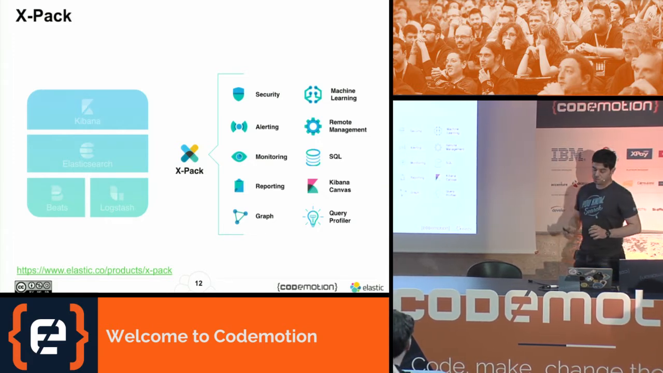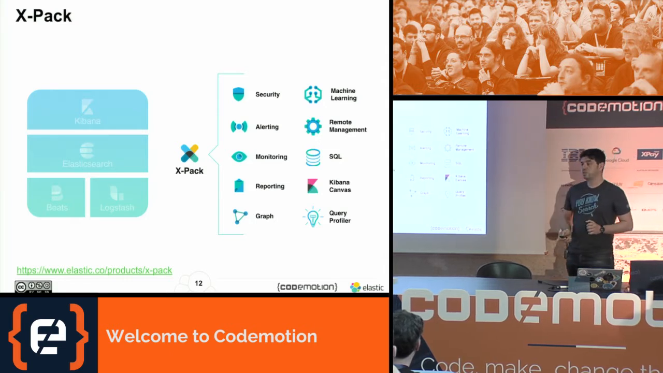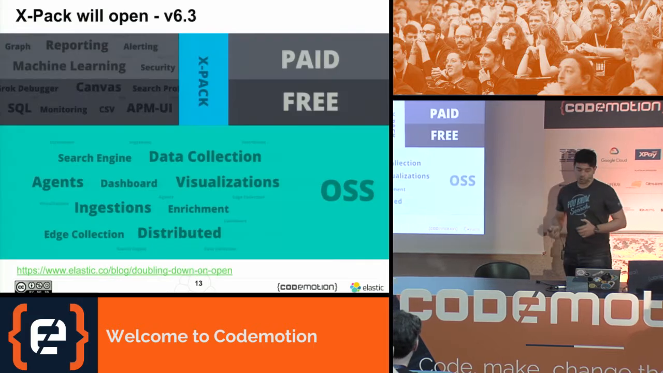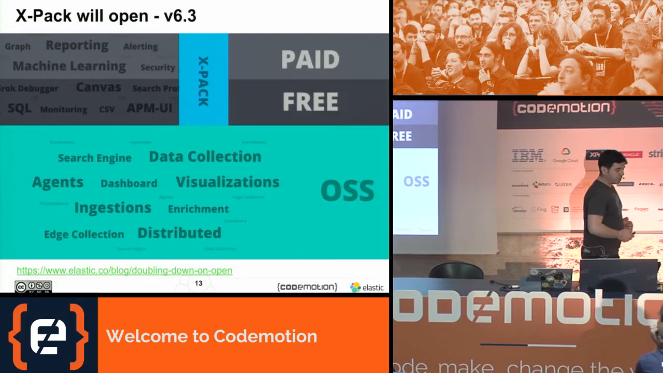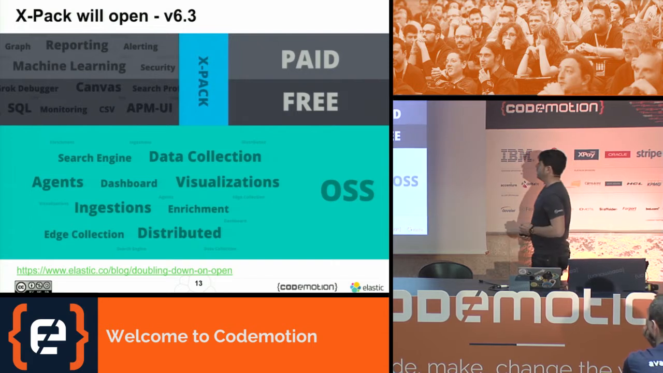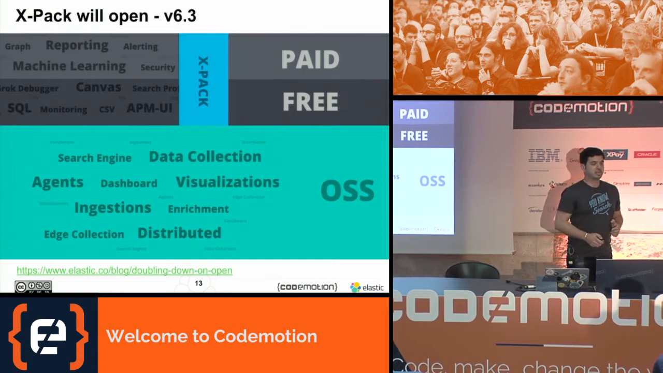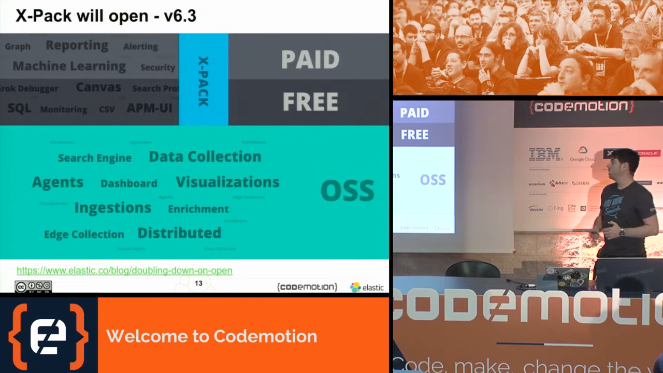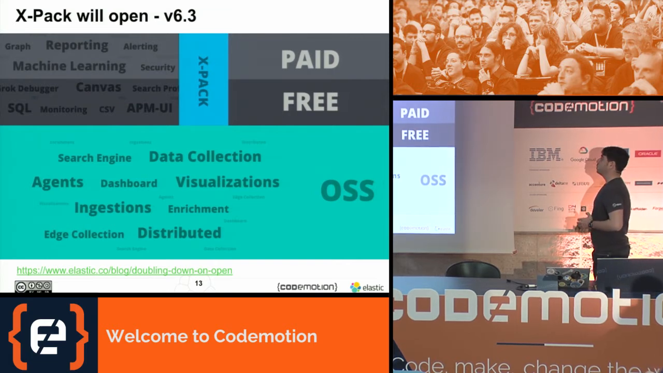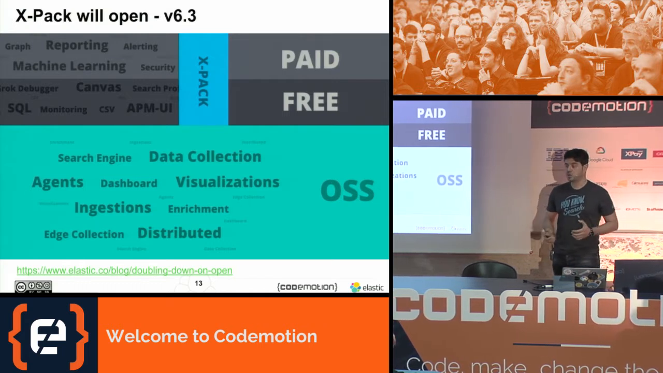So X-Pack has traditionally been closed source, but we recently announced at the last user conference that X-Pack is now going to be open. The code of X-Pack will be open from the next version, 6.3. It's going to be a major change for us and for our community, hopefully. The reason for this is to allow for a simpler interaction with the community. Users are going to be able to contribute back to the features, but also the default user experience of the stack is going to be much richer.